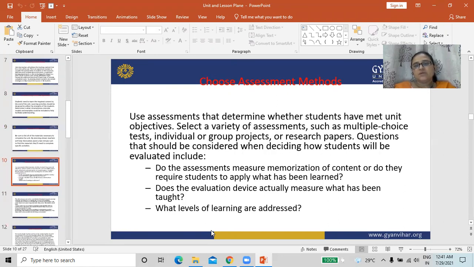Choose assessment method. Use assessments that determine whether the students have met the unit objectives. Select a variety of assessments such as multiple choice tests, individual or group projects, research papers, MCQs, or class tests. So these are the assessment methods, chosen according to requirement, that we discuss deeply in our video.